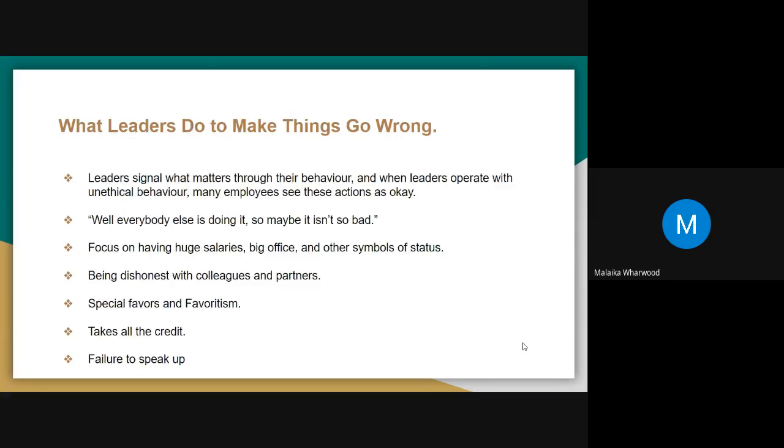Let's move on. What leaders do to make things go wrong? When leaders signal what matters through their behavior and when they operate with unethical behavior, many employees see these actions as okay. For example, in a company named Enron, the senior executives were openly arrogant and ambitious for personal success, and they blatantly flouted the rules and basic standards of fairness.